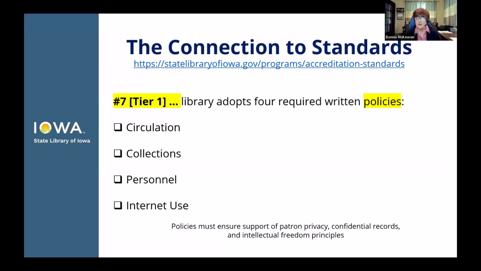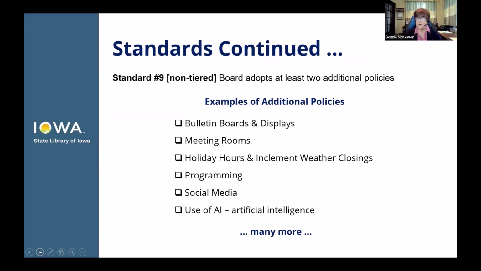Libraries meeting standards at a Tier 1 level must have 4 written policies, showing here on the slide: circulation, collections, personnel, and internet use. Now, again, within the constraints of this video, I won't detail each of these here. Just know that you can contact your district office for more conversation about these policy topics. No doubt your library has many more policies than the four just mentioned. Here are some examples of additional policies: bulletin boards, display space, how your patrons enjoy the library's meeting rooms, library programming and the library's use of social media, and increasingly, library boards are developing policy about the library's use of AI in the library's operation.